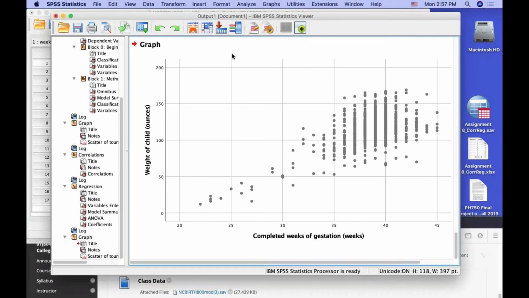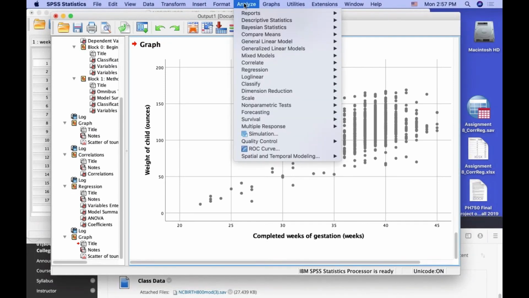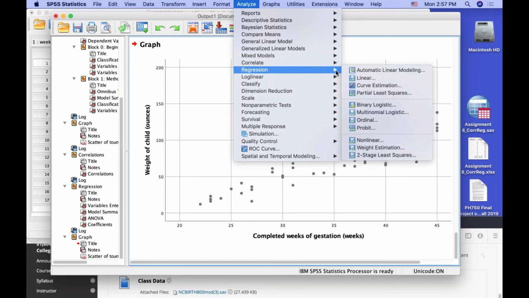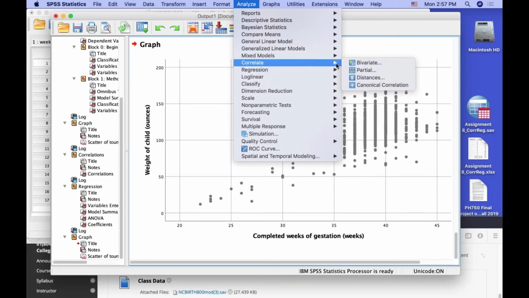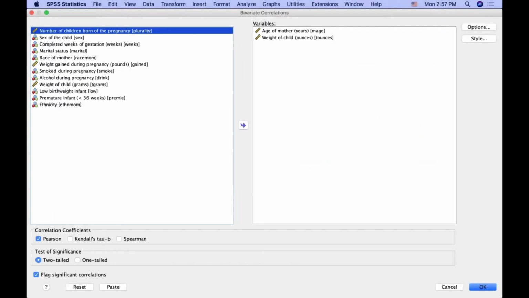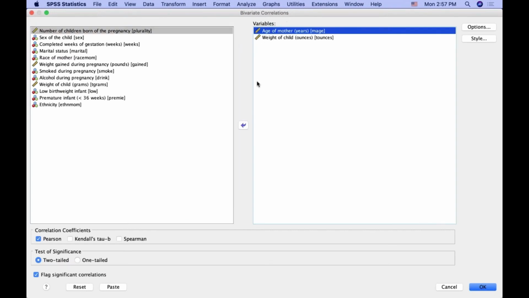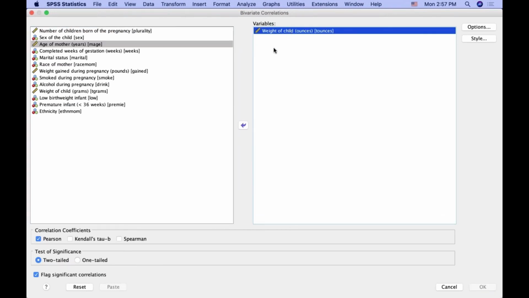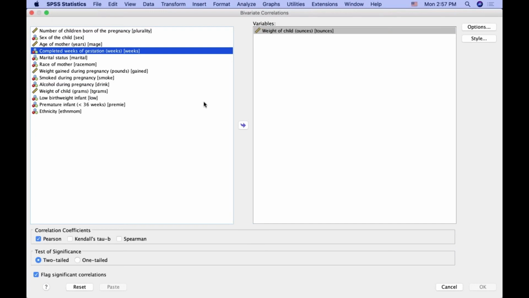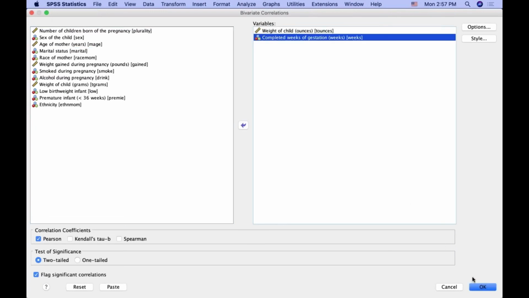So first thing I'm going to do is go up to Analyze. I'm going to skip Correlate, because when I do regression, SPSS is going to perform a correlation anyway. Well, what the hell, you might as well do Correlate, right? It's only one extra step. Bivariate. Okay, so this time, I'm going to leave weight of the child in there, but instead of age of the mother, we're looking at the completed weeks of gestation. And I'm going to click OK.